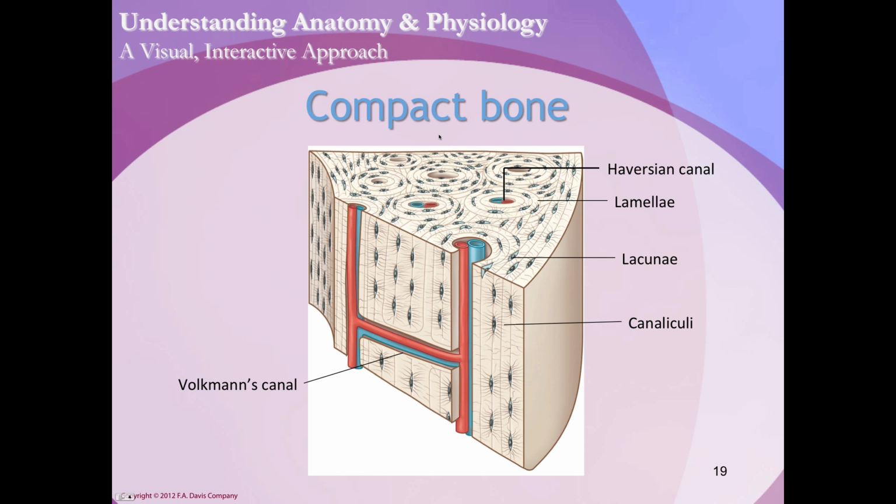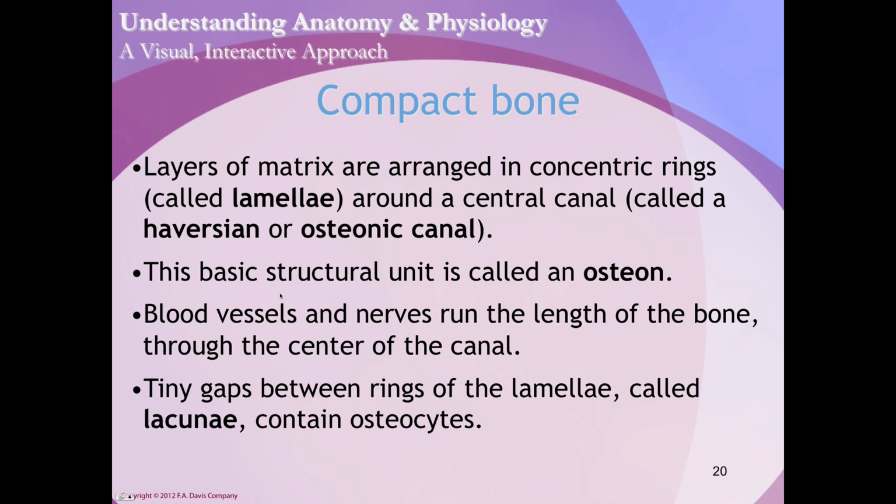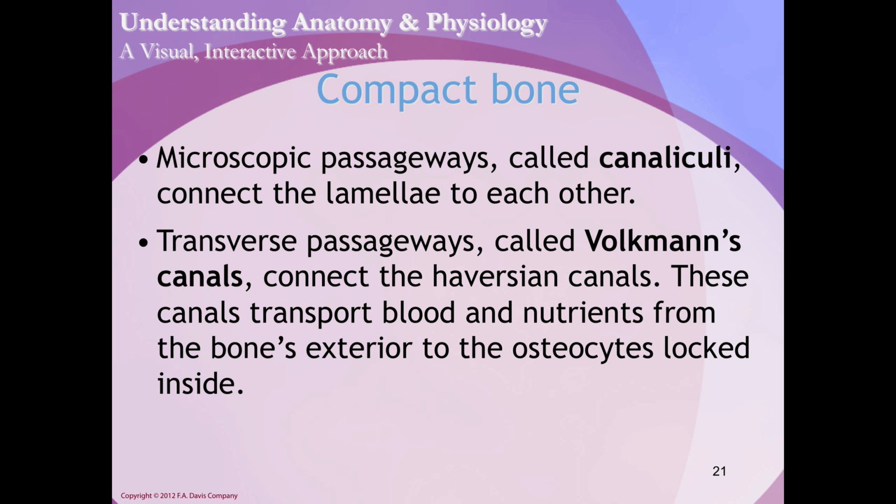All right, so compact bone is made up of a lot of different moving parts here. Well, I shouldn't say moving parts, nothing's moving, but you have a Haversian canal, you have lamella, lacuna, canaliculi, Volkmann's canal. I'm not going to be super uptight that you guys know all of this stuff. So layers of the matrix are arranged in concentric rings called lamella around a central canal called the Haversian or osteonic canal. And the basic structural unit is called an osteon. Blood vessels and nerves run the length of the bone through the center of the canal, and then tiny gaps between the rings of lamella called lacunae contain the osteocytes.